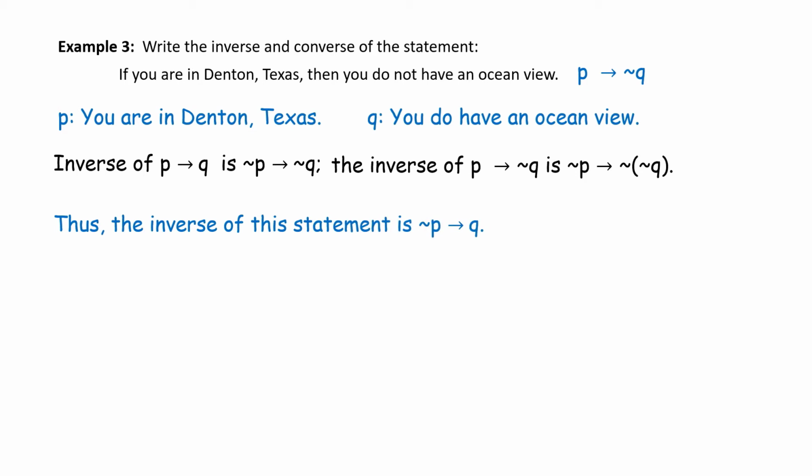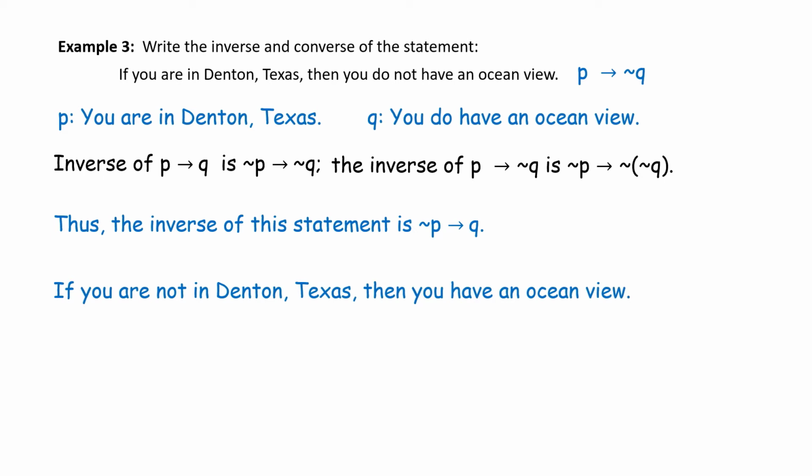Let's express that in words. If P is you are in Denton, Texas, then not P would be you are not in Denton, Texas. And Q is you have an ocean view. Let's put that together. If you are not in Denton, Texas, then you have an ocean view.